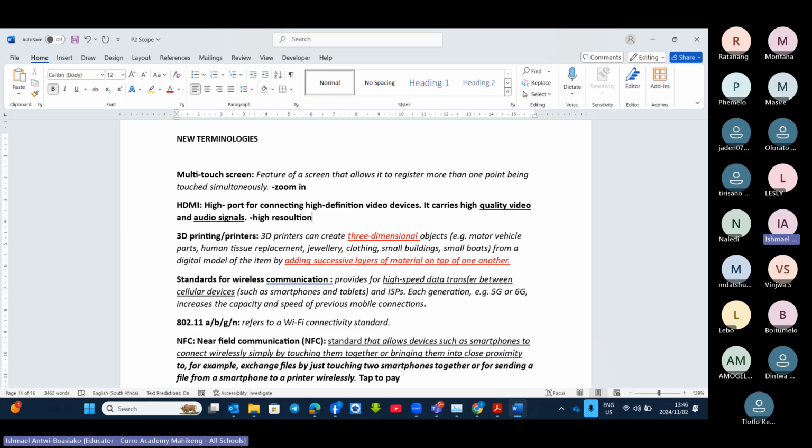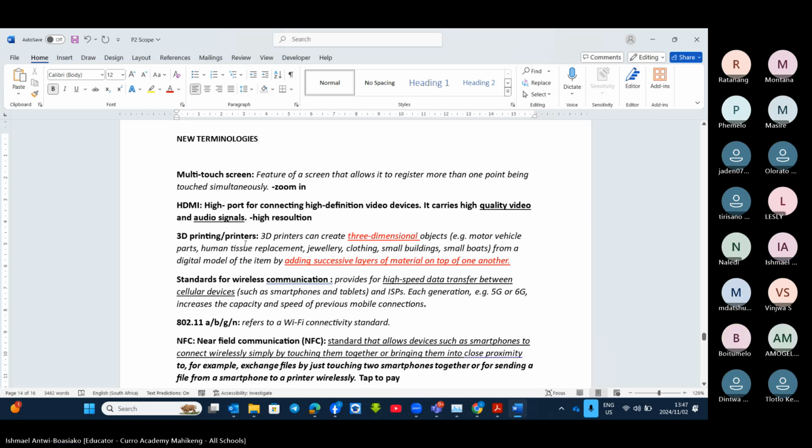So at least these two, you remember them when you are giving why you opt for HDMI instead of VGA. It gives a high resolution, and then it also gives both video and audio. Right. Then the 3D printer, the definitions of 3D printer also. They create 3D objects by adding successive layers on top of each other.